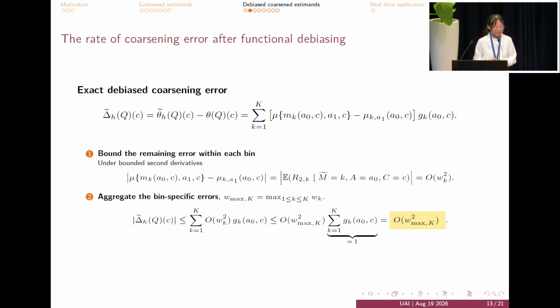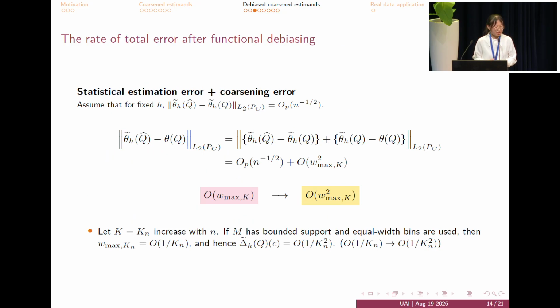A similar argument holds for the rate. Here, I just go through it quickly. For the overall coarsening error, it is bounded by the square of the maximum of the beam width, and we also take the statistical estimation error together. The root n part remains the same, and we improve the coarsening error from the first order term to the second order term. Also, using the sum equal within beams example, the overall coarsening error is improved from 1 over kn to 1 over kn squared.